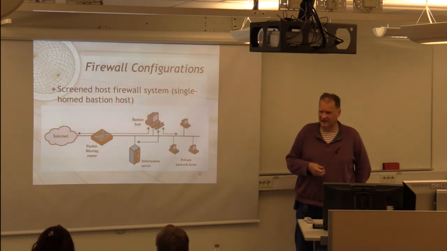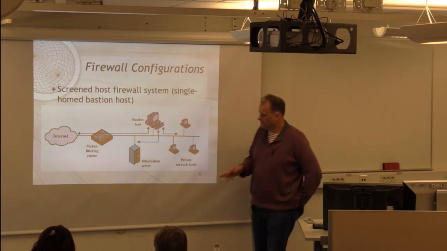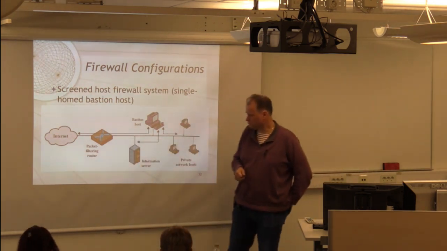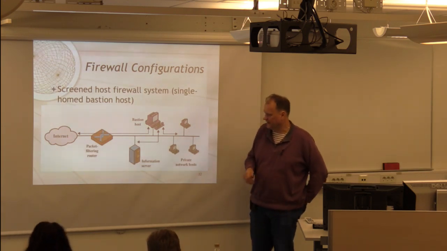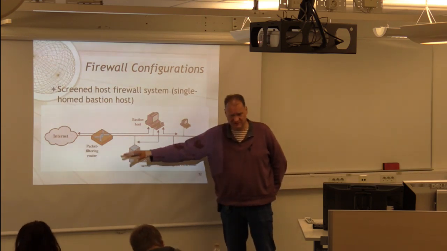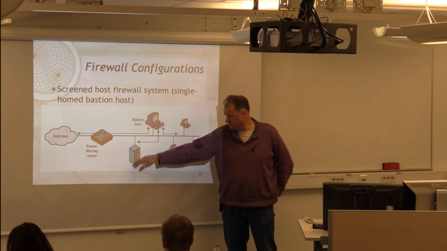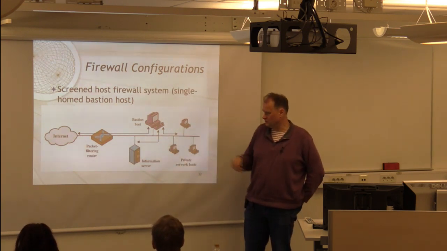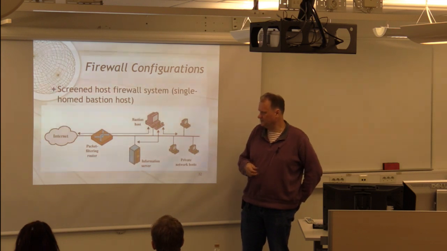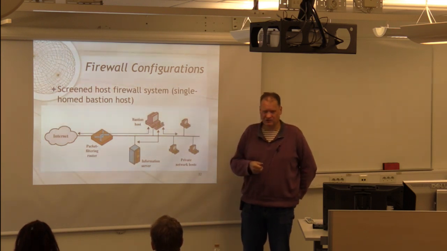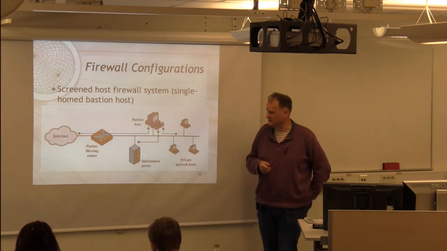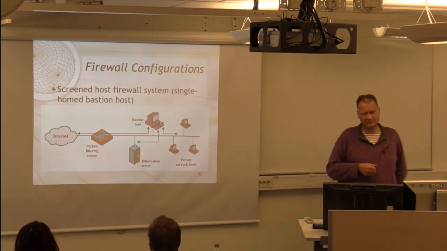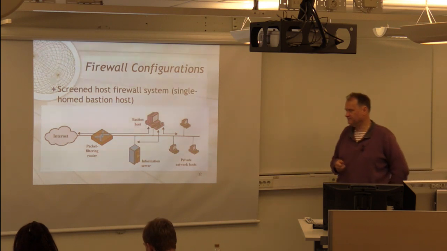Okay, so what do we have here? Well, we have a packet filtering router. We have some service that should be publicly available. We have some servers or clients on the inside, and we have a bastion host that could support, for instance, a circuit gateway or application level gateway.